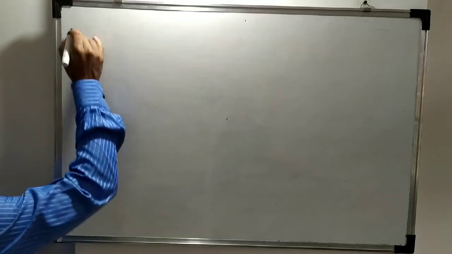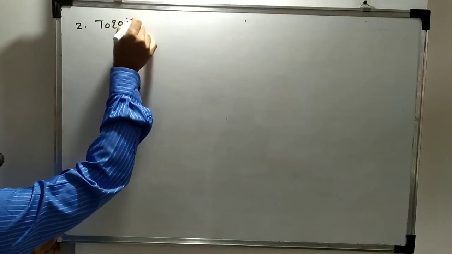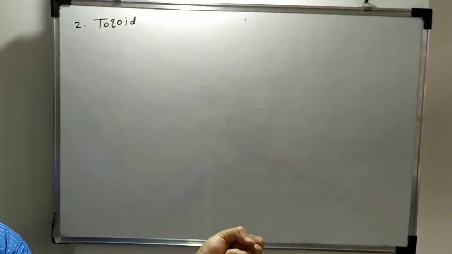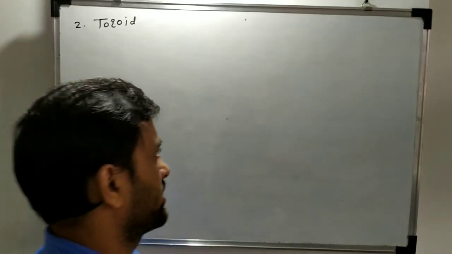Okay, the next topic, that is the applications of Ampere's law, is the toroid. What is a toroid? If you bend the solenoid into the shape of a ring, then it is called a toroid. So we can consider one diagram for the toroid.